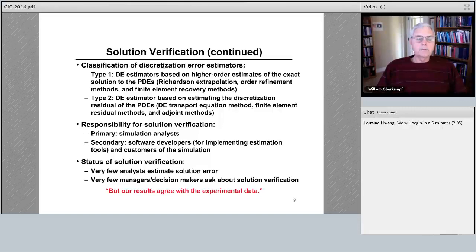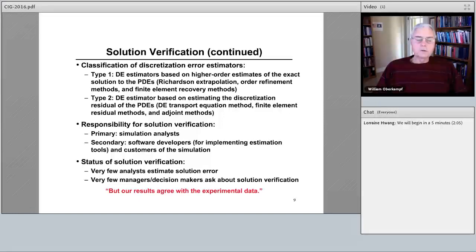The second type of discretization error estimator is based on estimating the discretization residual of the PDEs, because you are only solving the discrete model. You're not solving the continuum mathematics model, that is the calculus problem. So you have different approaches there. There are transport equation methods, finite element residual methods, and adjoint methods, which are getting very popular. And the reason they are is because they are extremely efficient in terms of very quickly getting an estimate.